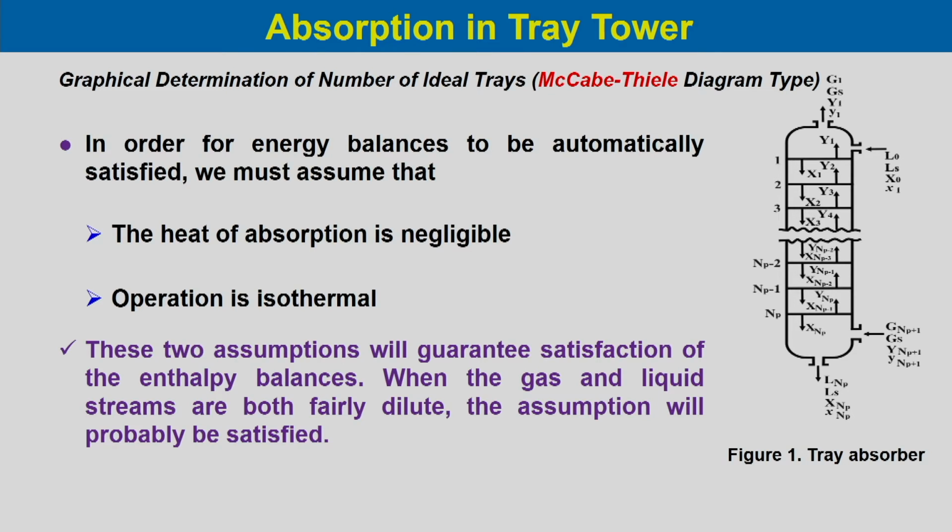These two assumptions will guarantee satisfaction of the enthalpy balance equation. When the gas and liquid streams are both fairly dilute, the assumptions will probably be satisfied. So, basically when we have a dilute gas mixture and the solute transfer is negligible, the change of heat due to the absorption is very small and we can consider isothermal operation of the column.